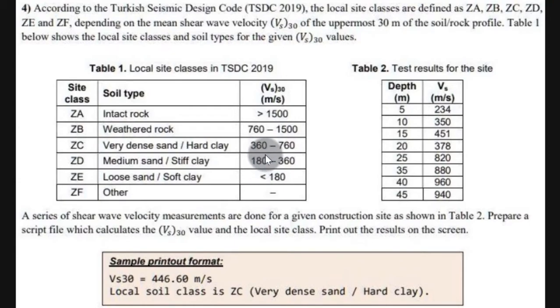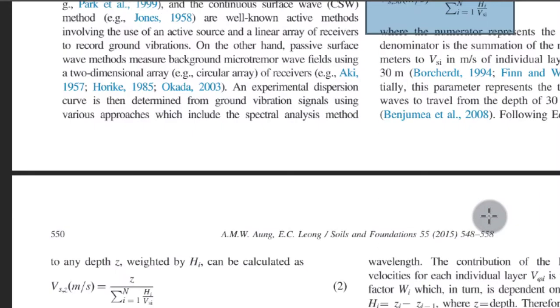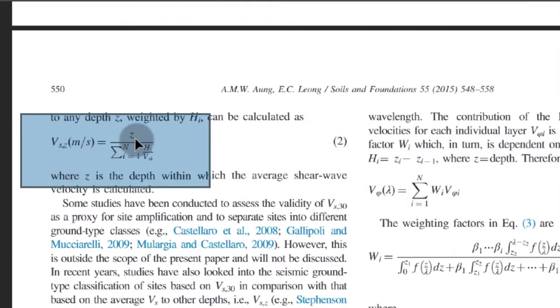If anyone wants to know more about VS, we can add a little more information. Here is the formula of VS30. VS30, which is a velocity in meters per second as mentioned earlier, equals 30 meters divided by the summation of the ratio H over V. Here H is the thickness of the layer from i to n, and VSi is the average velocity in that layer. For the average velocity VS, we have another formula: VS equals Z, which is the depth within which the average shear wave velocity is calculated, divided by the summation of H over VSi. From this formula we can get the VS value.